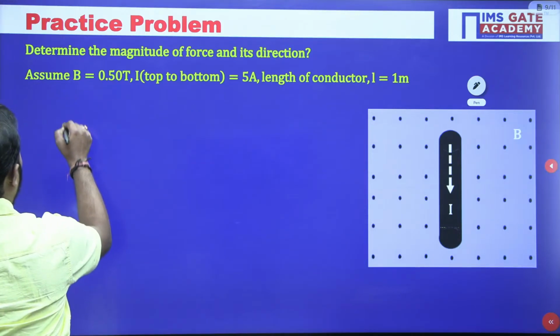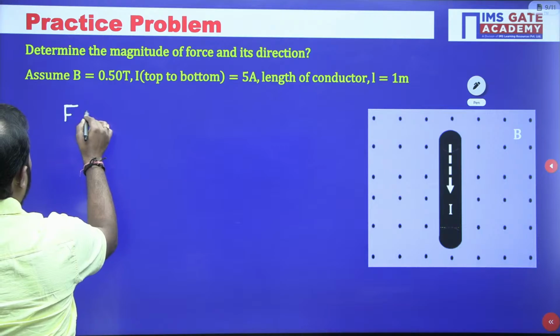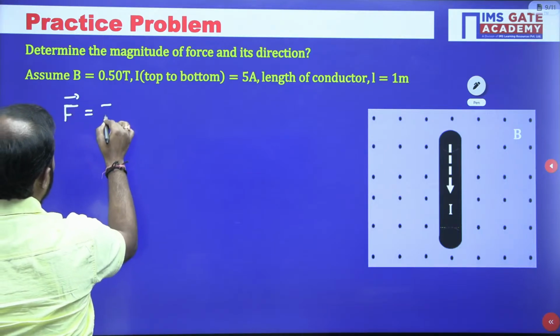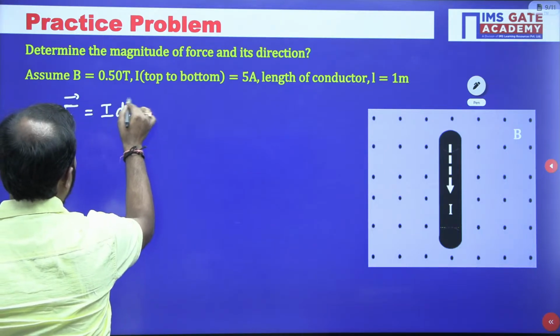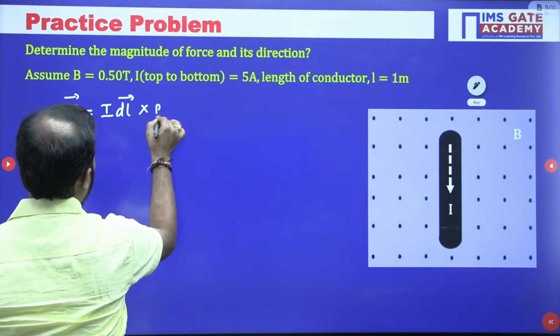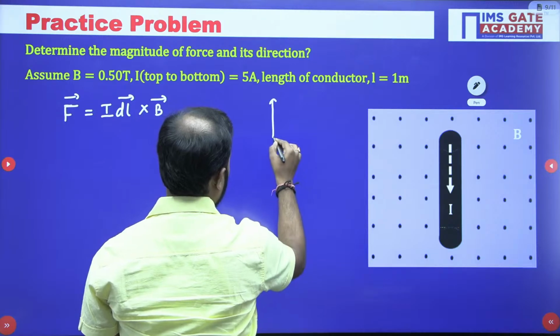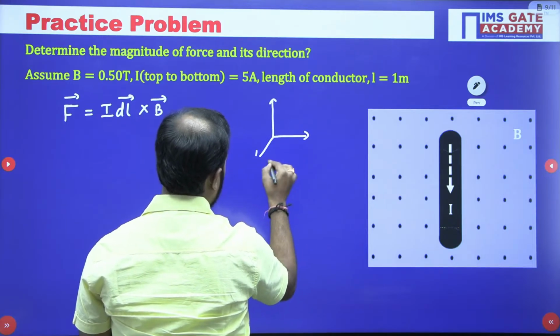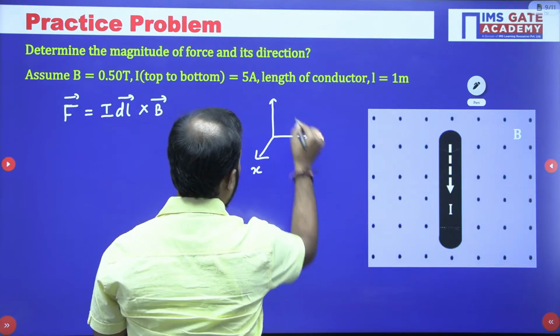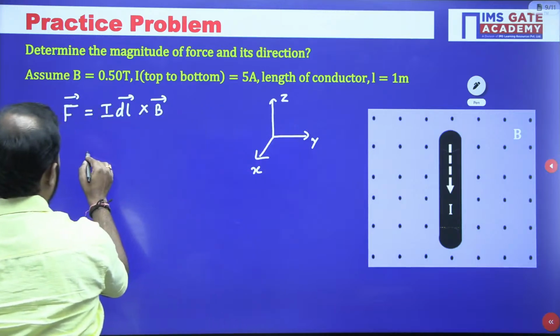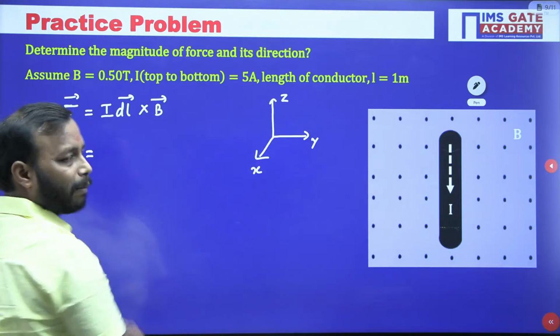We know that F is equal to I dL cross B. Let me make an axis over here: X, Y, Z. Okay. So what will be the magnitude of I dL?